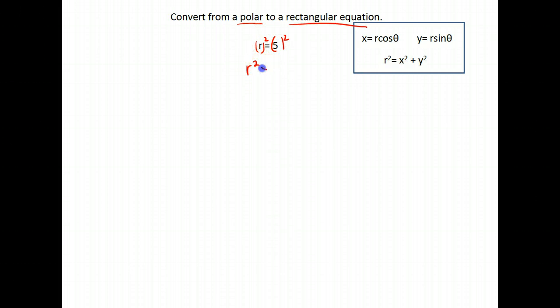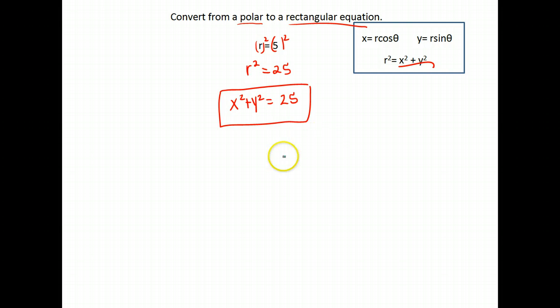And then I have r squared equals 25. Now I can substitute because I know that r squared is x squared plus y squared. So I just replace my r squared with an x squared plus y squared, and I get x squared plus y squared equals 25. Okay, now it has been converted to rectangular because there are no r's, there are no thetas. Everything is in terms of x, y, and real numbers.